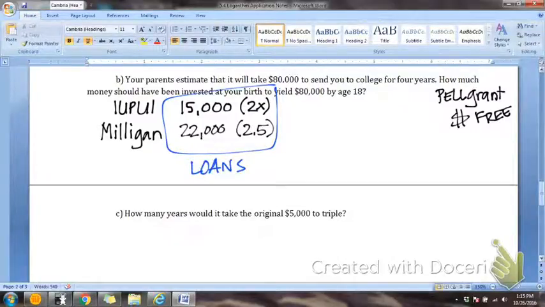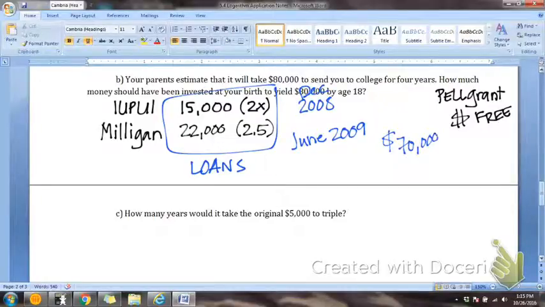I graduated in December of 2008. I started paying in June of 2009, because they give you a 6-month grace period. How nice of them. My total debt when I got out of college, this makes me want to vomit, was about $70,000. At this point, that number was so large. What was I supposed to do?